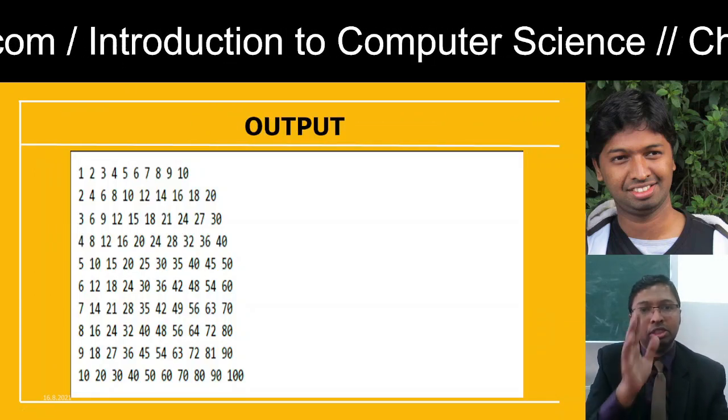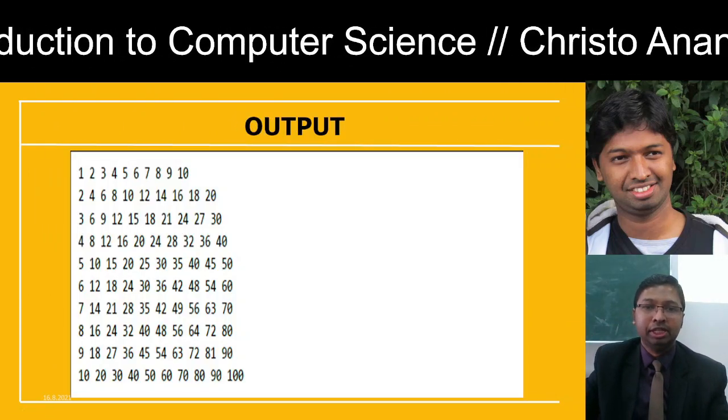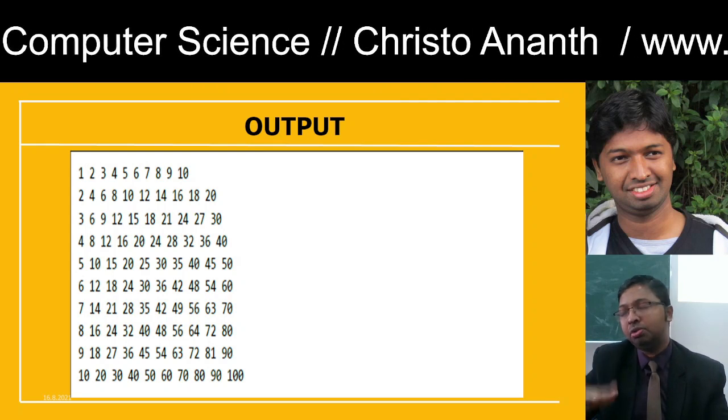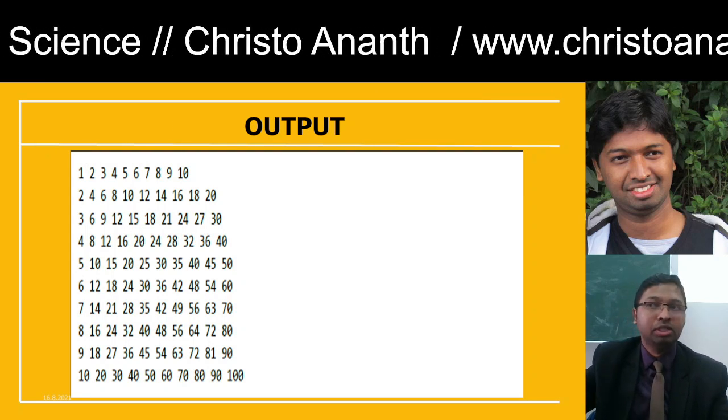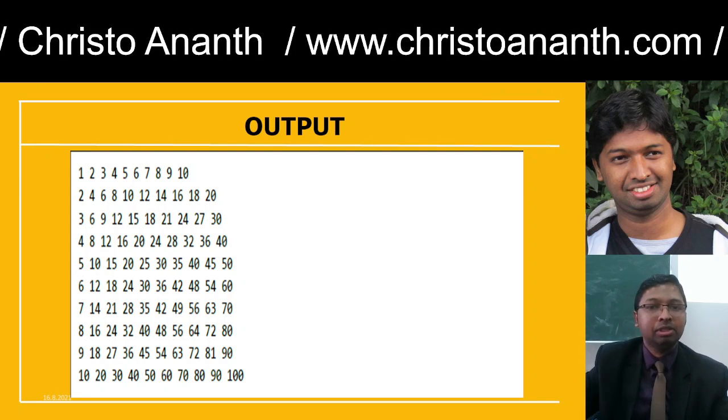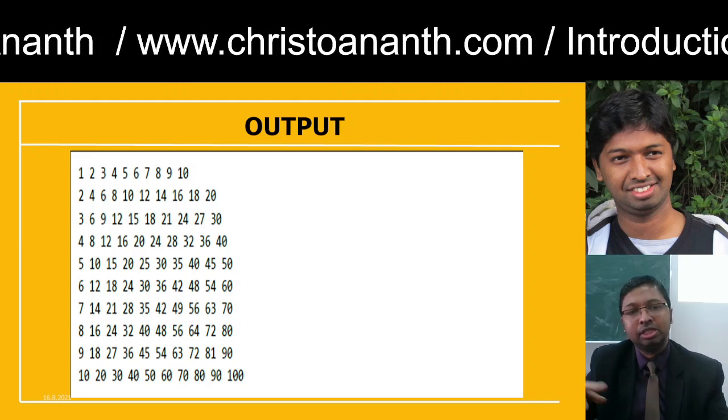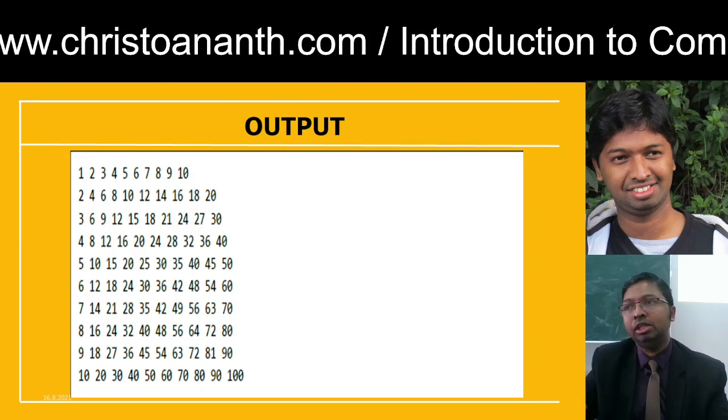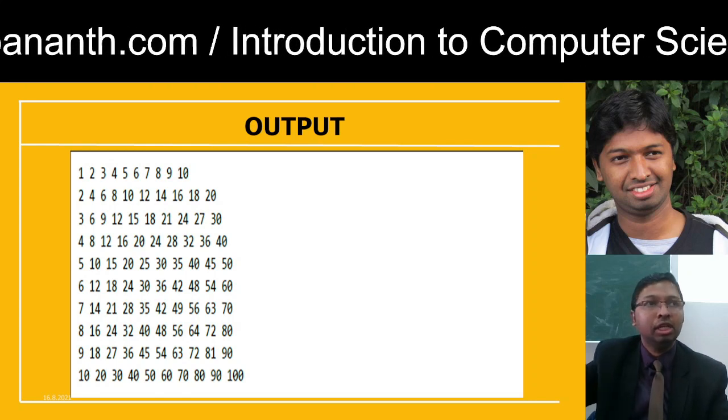Here you can see 1, 2, 3, 4, 5, 6, 7, 8, 9, 10, then again 2, 4, 6, 8, 10, 12, 14, 16, 18, 20, then the table of 3, and so on, up to 10, 20, 30, 40, 50, 60, 70, 80, 90, 100.